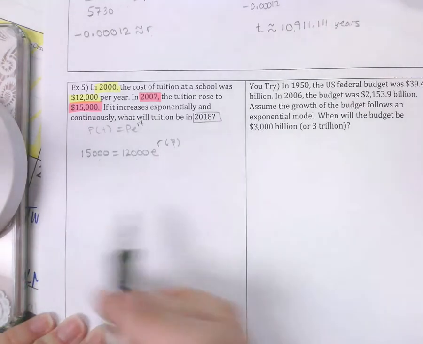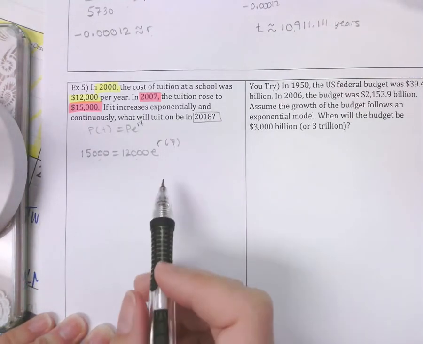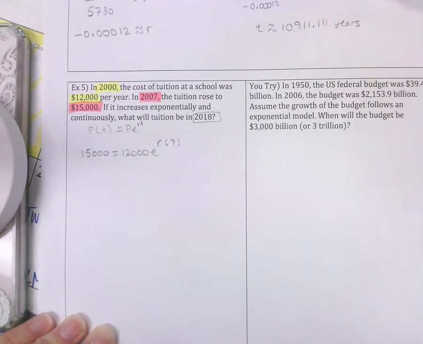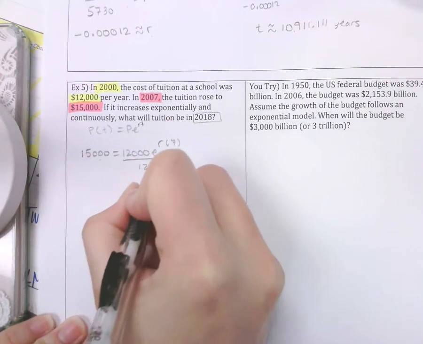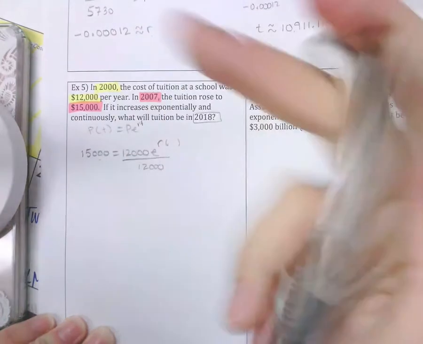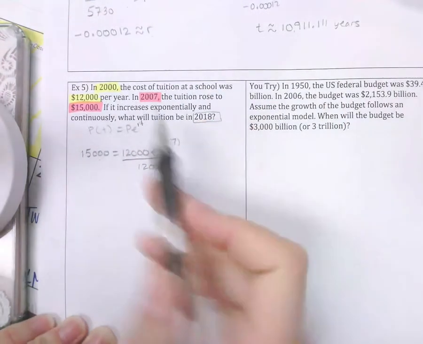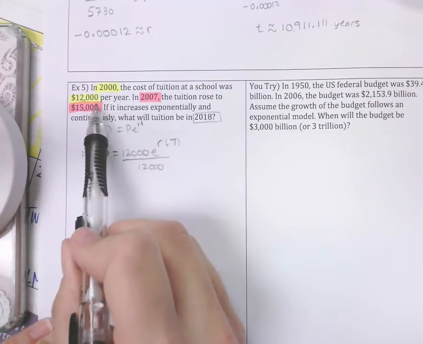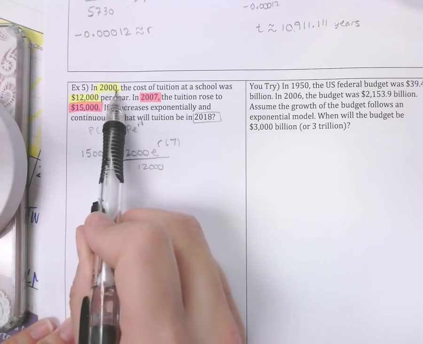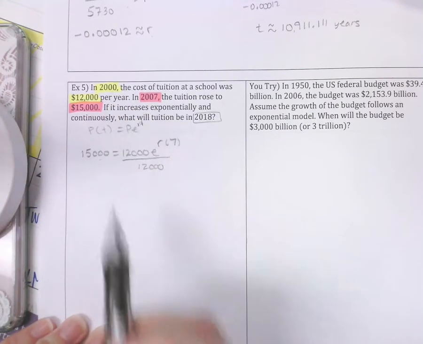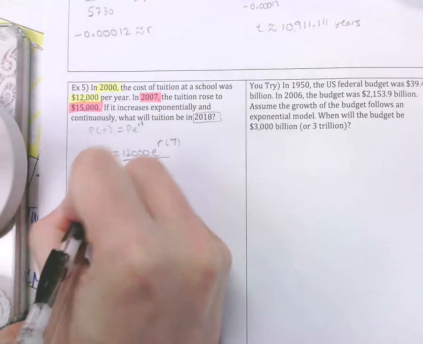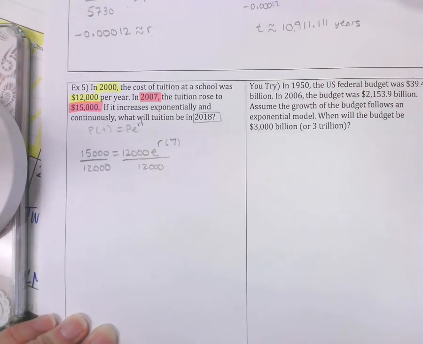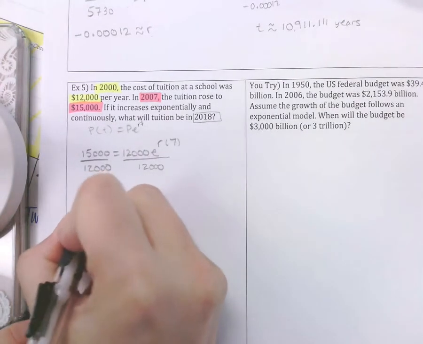So now we're just going to solve this. So what would I do to solve? Divide by 12,000. It's a 7. Now why is it 7? Because it took 7 years to grow to $15,000, because it said in 2000 and then again in 2007. So I'm just counting the years. Alright, so divide by 12,000, so I'm going to get 5 over 4.